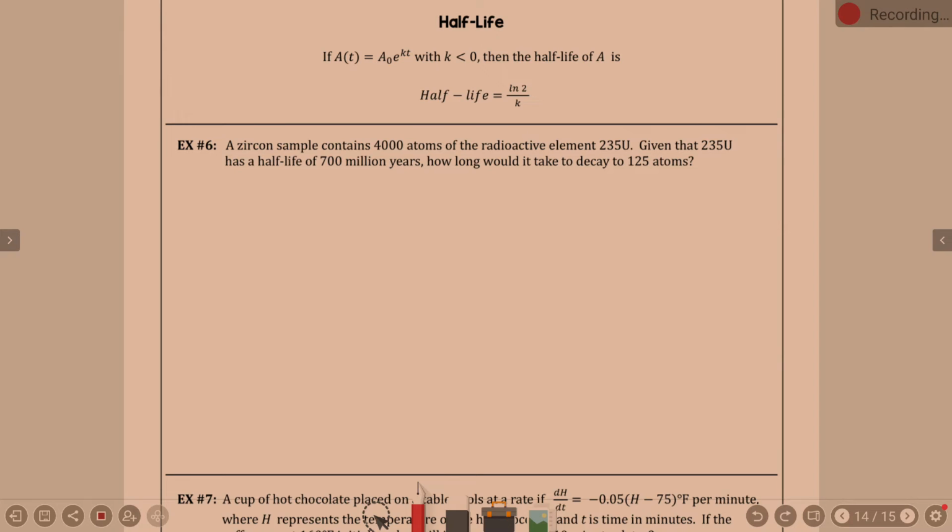But at first, if I recall correctly, we'll look at it step by step there. So, a zircon sample contains 4,000 atoms of the radioactive element 235U. Given that 235U has a half-life of 700 million years, how long would it take to decay to 125 atoms? Okay, chemistry, anybody? Isn't that what we're doing?